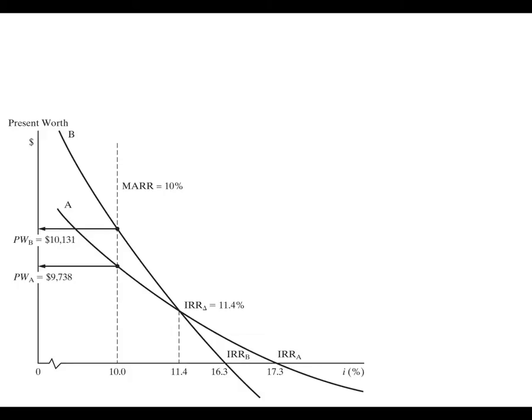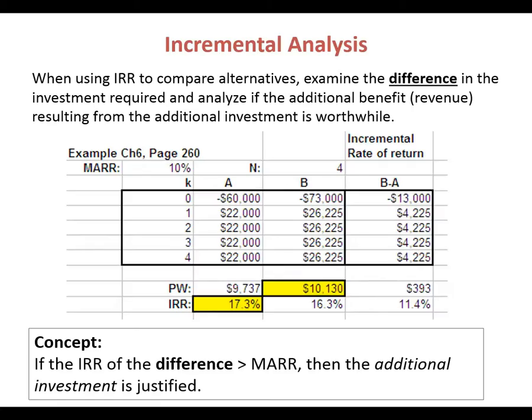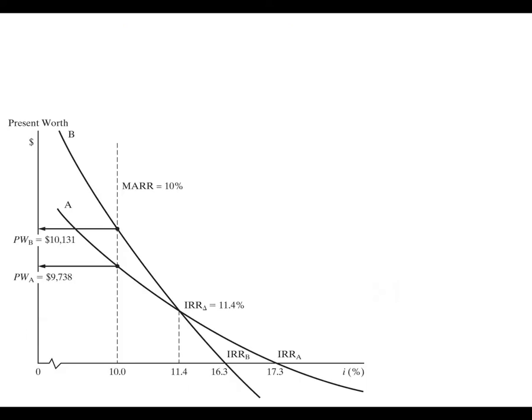And so we found that the internal rate of return of option A was 17.3, of option B was 16.3, but the internal rate of return of the difference, the internal rate of return delta, was 11.4, and that is the additional investment internal rate of return. So there were two curves that intersect, and when we solve for the incremental rate of return, then that, graphically speaking, is that point of intersection here. So this will tell us how much the extra investment is going to be generating.